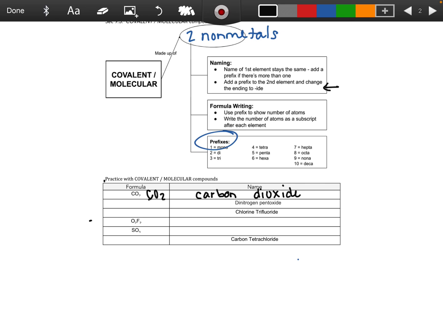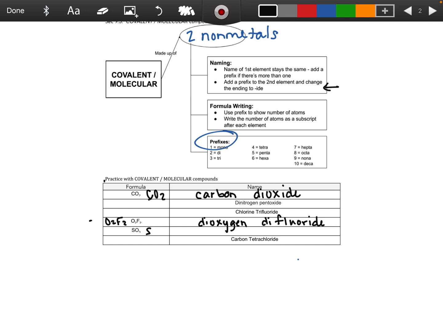So we'll skip down to the next formula, O2F2. So the first element, the name stays the same, but we have more than one, so we're going to have dioxygen. Second element always gets a prefix and always ends in "ide." So it would be dioxygen difluoride.